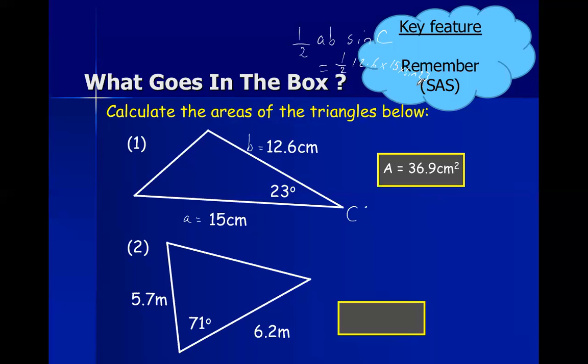Is it 23? So 23, and you get 36.924, which they've rounded to 1 decimal place here. Or 3 significant figures. You can write it as well if you prefer to write it in scientific notation. You can just put 3 significant figures. Both are okay.